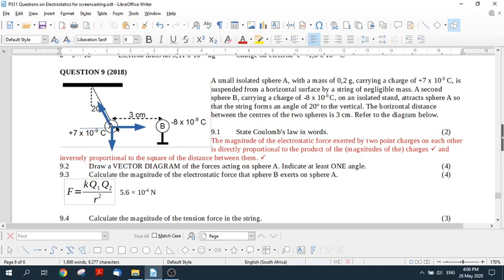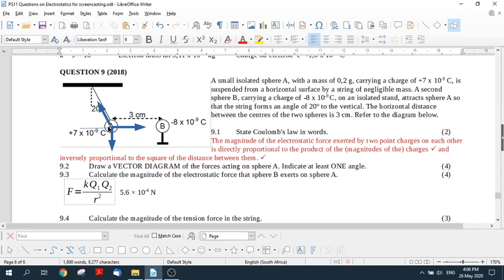And this is where the problem with this question lies: if you work out the values, the system is not in equilibrium because the person that wrote the question didn't think it through. Okay, so using F equals kQ1Q2 over r squared, you end up with this value as your answer.